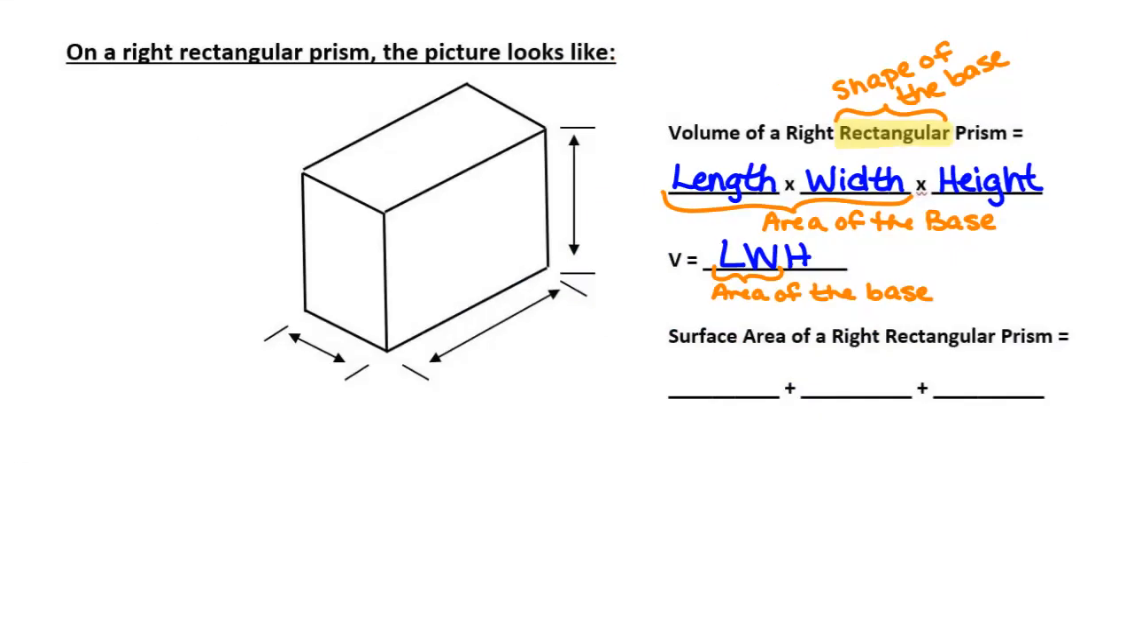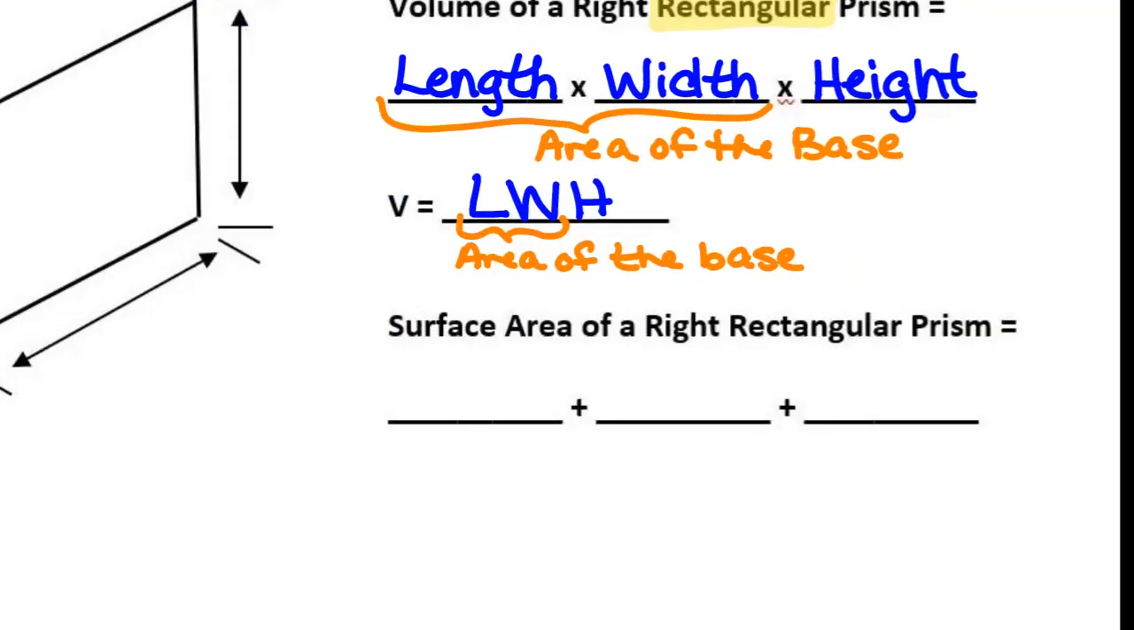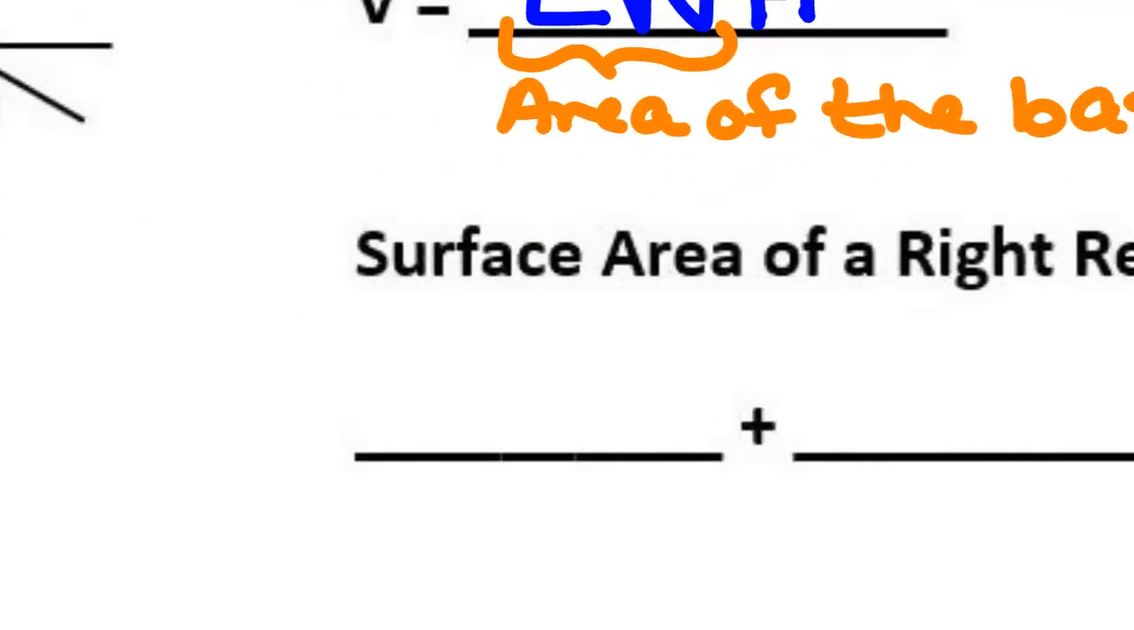Surface area formula, we do have a way to kind of cut this down. I still tend to use 2 times the area of the base plus the perimeter times the height for my surface area, but there is a shortcut for right rectangular prisms. You can do 2 times length times width.